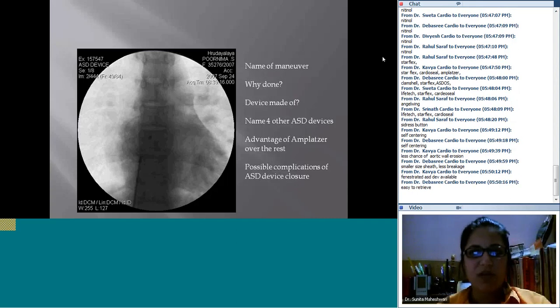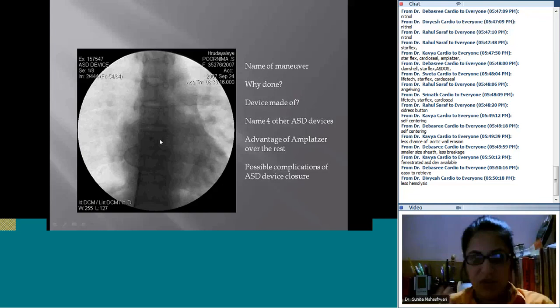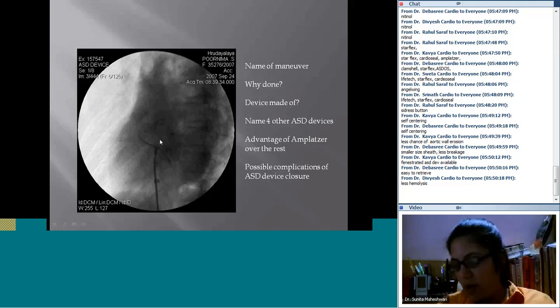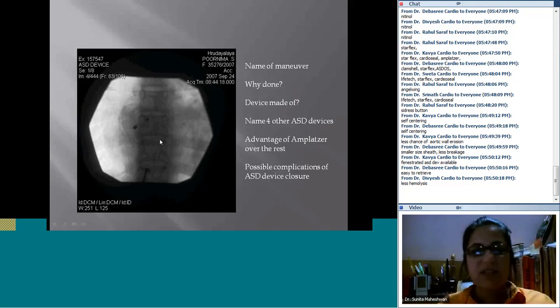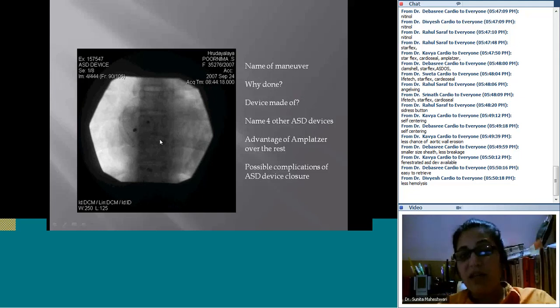Retrievability. See, when you talk about devices, a device should be easy to put in and easy to remove, right? So with the Amplatzer, you put it in, you're pushing, you're pulling, and you're not happy with it. What do you do? You just pull it into the sheath. Whereas with the Starflex, there's no option. Once you deploy it, it's deployed. If you want to take it out, you have to crush the whole thing and pull it out. Here, it's attached. You can do your Minnesota wiggle. When you're happy with it, then you can release it.